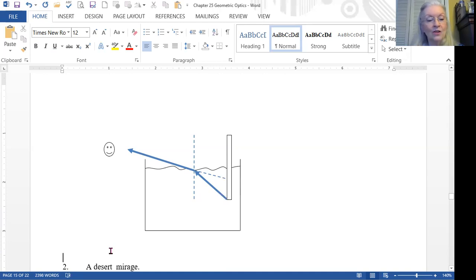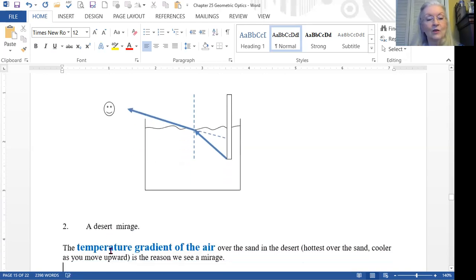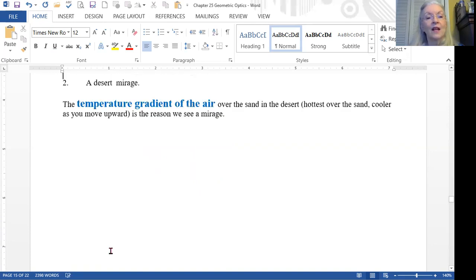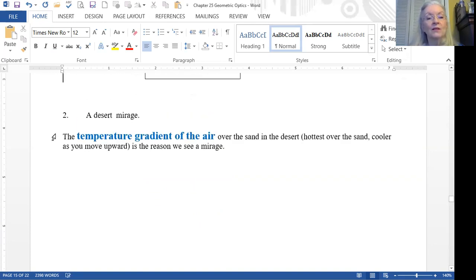Another mirage that's possible is a desert mirage. Desert mirages are a result of the temperature gradient of the air. The air over the sand in the desert is the hottest, and as you get higher and higher, it's going to be cooler. And it's this temperature gradation, this variable change in the temperature, that gives us the mirage.